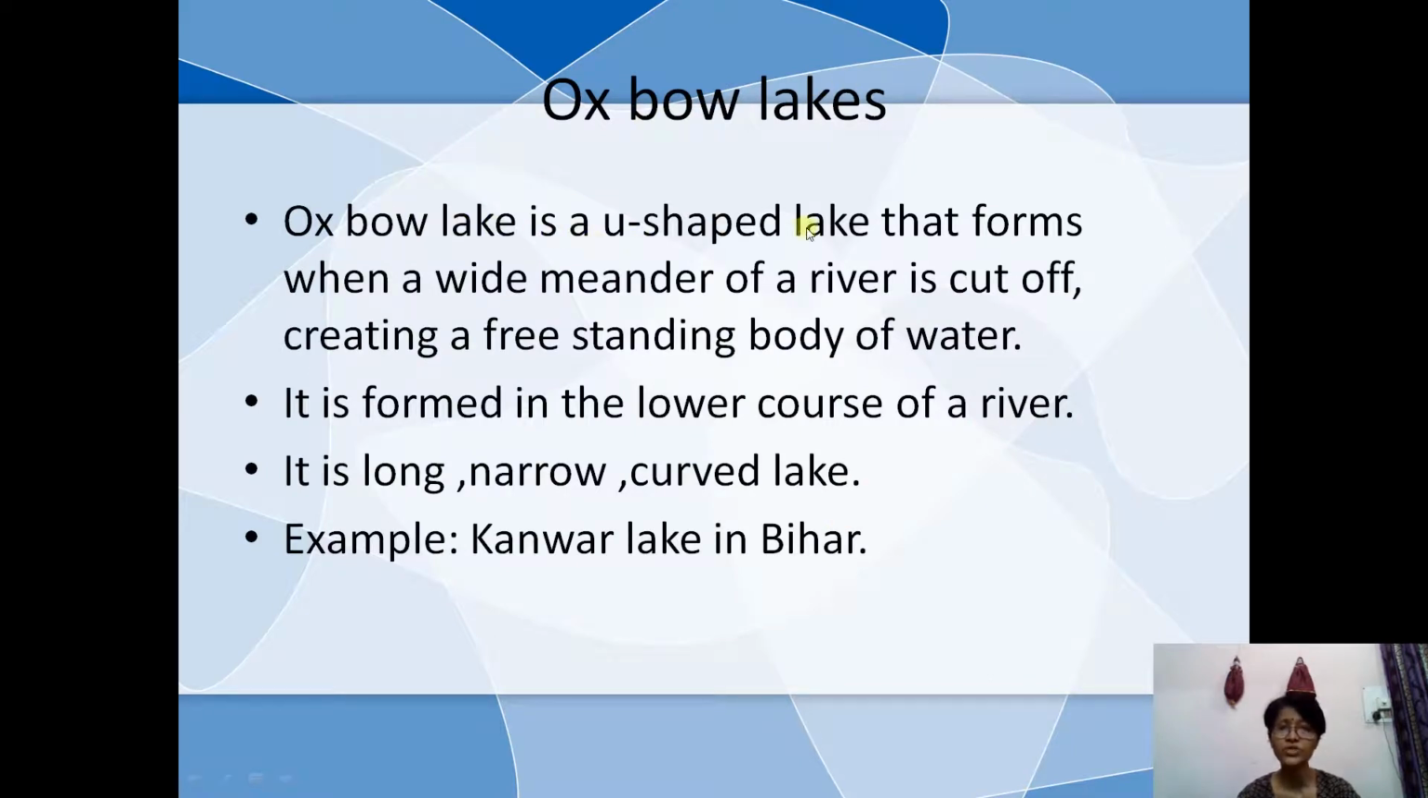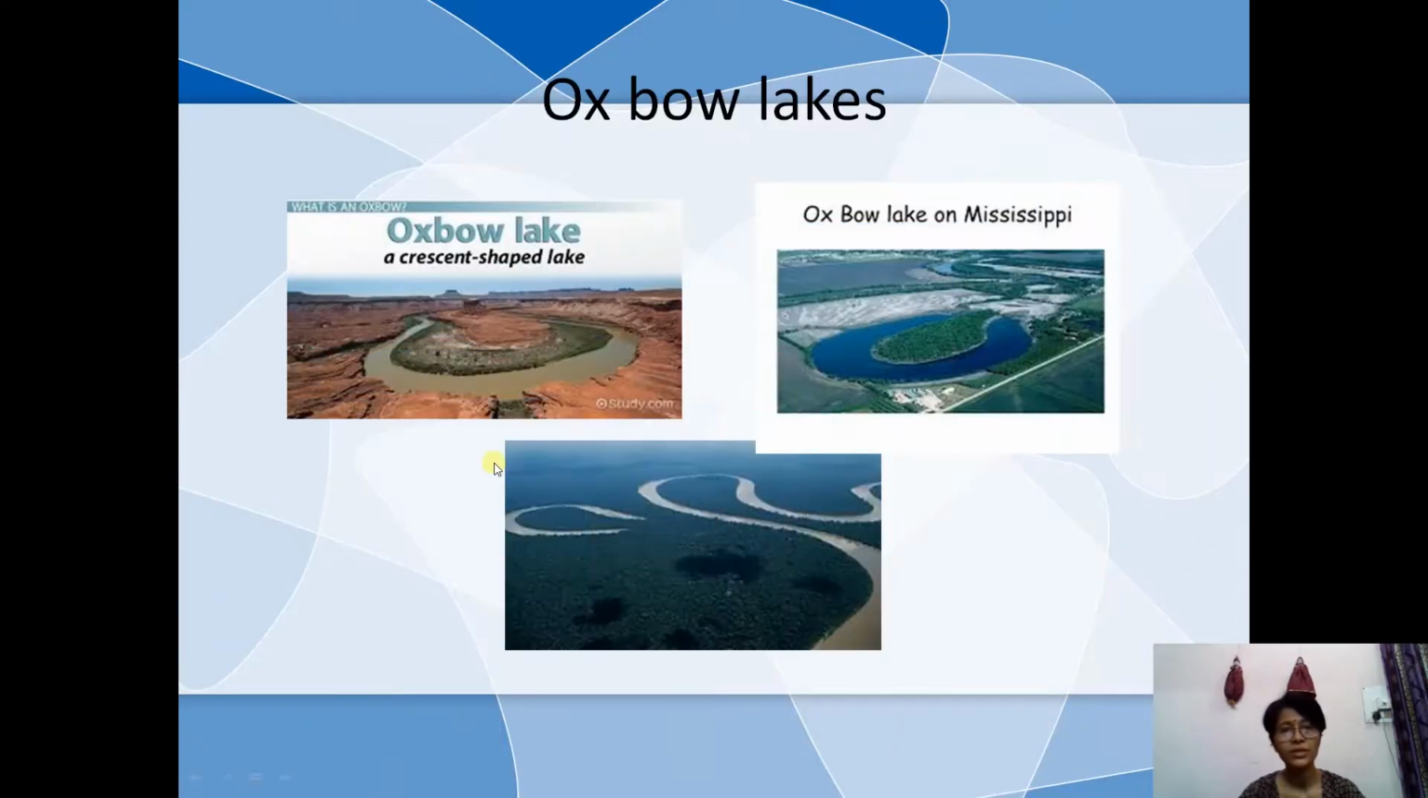Oxbow lake is a U-shaped lake that forms when a wide meander of a river is cut off, creating a free-standing body of water. So it is formed in the lower course of a river. It is a long, narrow, curved lake. Example, Kanwar Lake in Bihar. So three oxbow lakes I am showing. It is a crescent-shaped lake, and this is an oxbow lake on the Mississippi River.